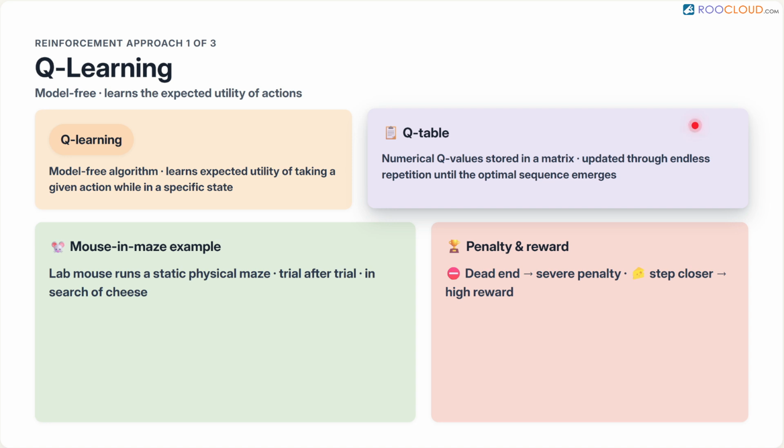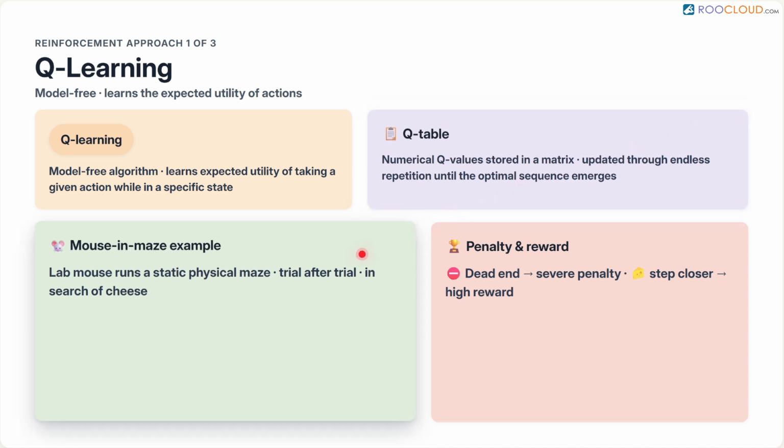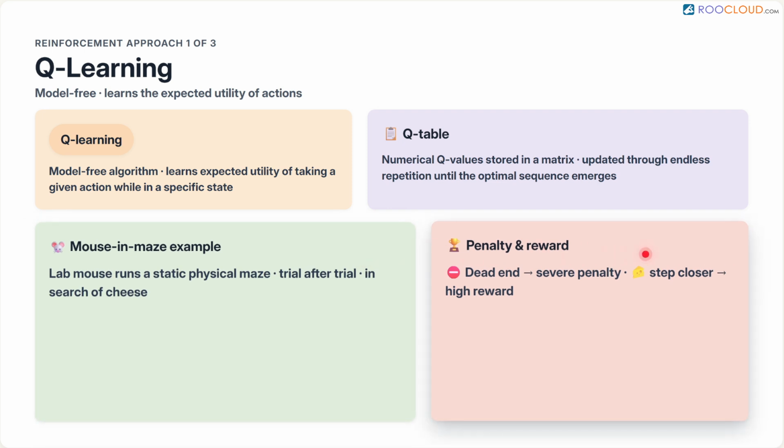Imagine a laboratory mouse running through a static physical maze to find cheese. Every dead end updates its internal mental table with a severe penalty, and every step closer to the cheese updates the table with a high reward. But a simple matrix table completely fails when the operation environment is too massive.